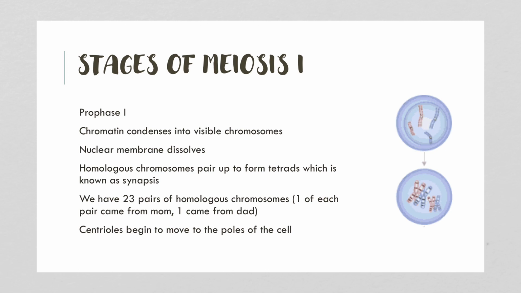And during this stage, centrioles begin to move to the opposite ends of the cell. We can't see them here, but they would be moving to those parts. And the nuclear membrane is dissolving. You can see that breaking down in this transition.